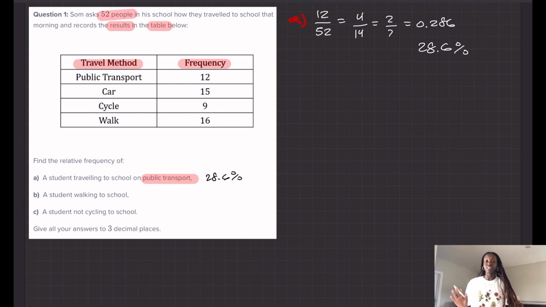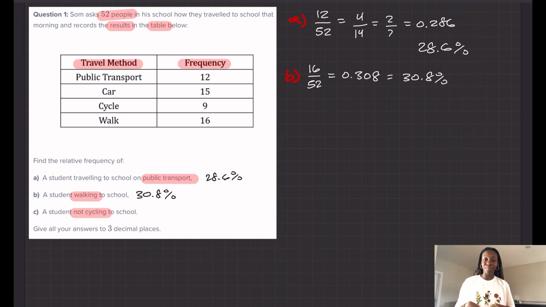And then last, but certainly not least, a student not cycling to school. Whoa. Not cycling, that's not in our table. How are we supposed to solve that? Well, we have to assume that if a student is not cycling to school, they must be taking one of the other methods of transportation. So if a student, this is such a beautiful question, if a student is not cycling, then they must be taking public transport, walking, or taking a car.